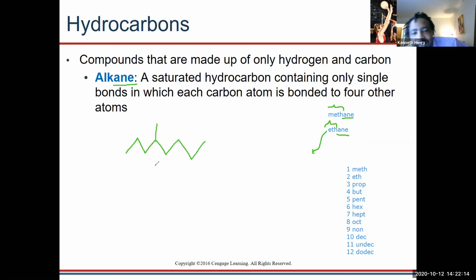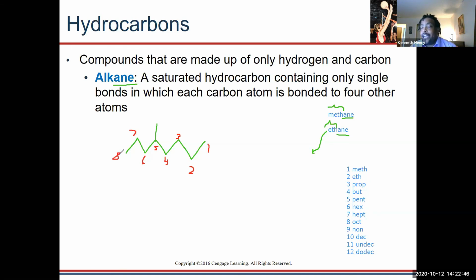Okay, so when you have a side chain, these guys are called side chains. So this guy is your main chain. When you start having side chains, you want to try to find the longest main chain first and number it. 1, 2, 3, 4, 5, 6, 7, 8.